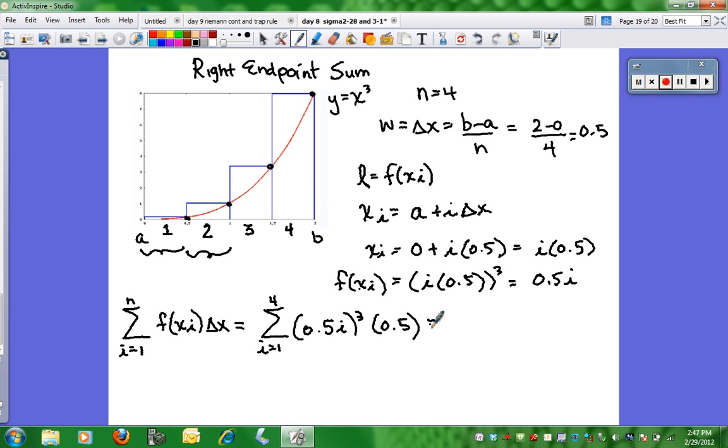Now, I can do just what I did with the last situation, and we plug in 1, 2, 3, 4 in here. So 0.5 times 1 cubed plus, I did it again, I'm forgetting. Now remember, this 0.5 is constant, and it gets multiplied to each one of the rectangles, so I can just put it outside here.